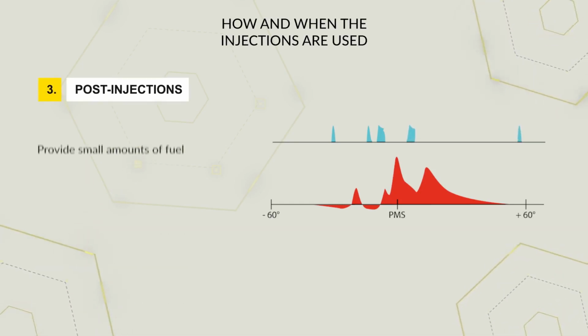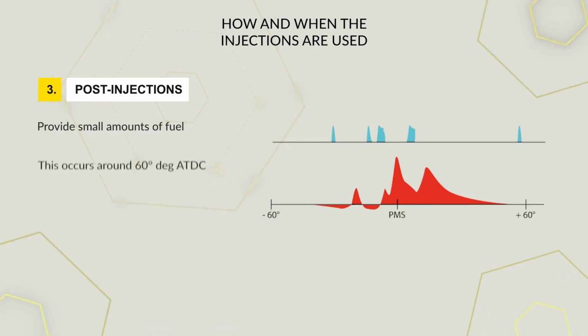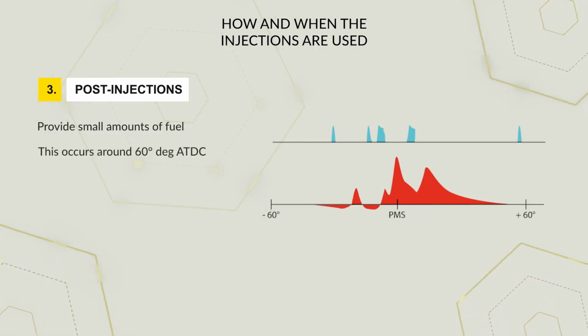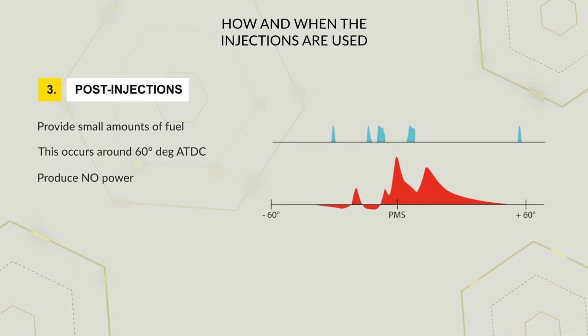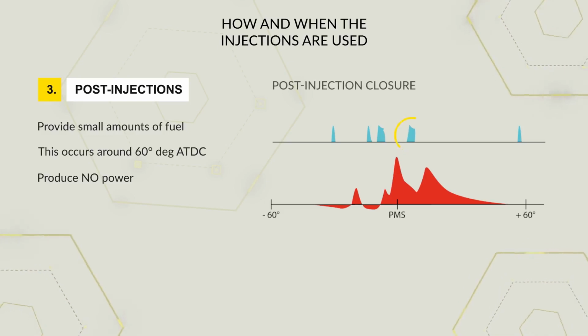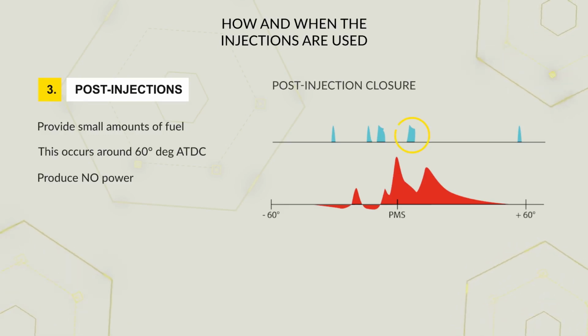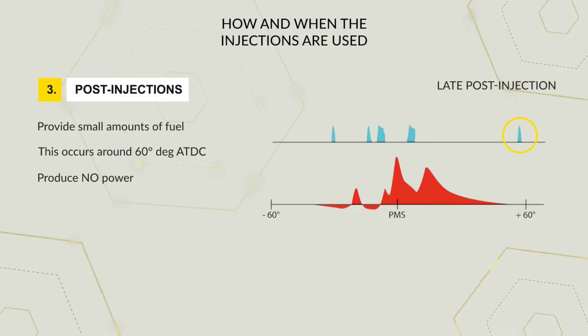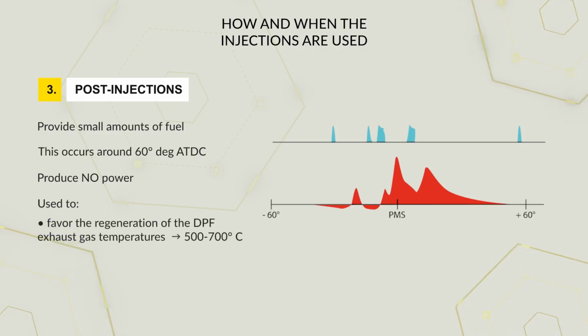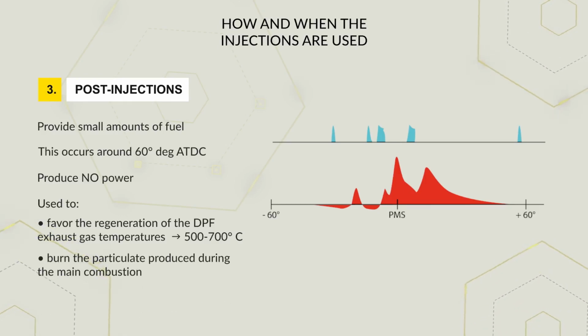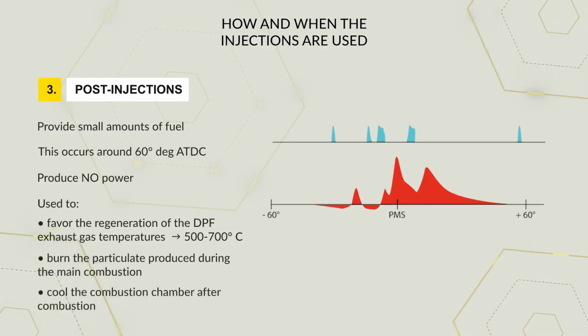Post-injections provide small amounts of fuel and occur around 60 degrees after top dead center. These injections can occur immediately after the main injection, close post-injection, or a relatively long time after the main injection, late post-injection. Mainly they serve to favor the regeneration of the diesel particulate filter by bringing the exhaust gas temperatures up to 500 to 700 degrees Celsius. But they are also used to burn the particulate produced during the main combustion and to cool the combustion chamber after combustion.